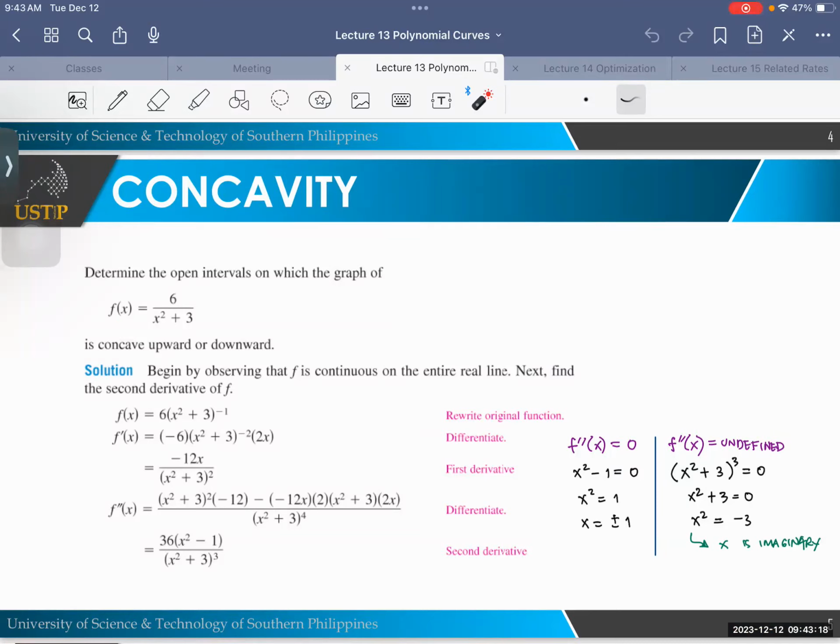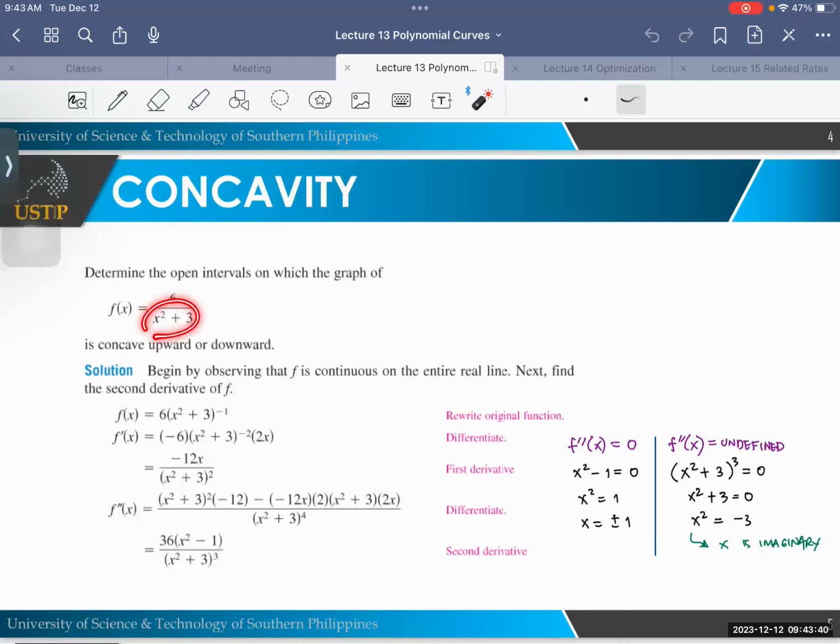Okay, so where do we start? The good thing, class, is that if you already know the first derivative test, you can do the second derivative test. The only thing added to the steps is that we just need to get the second derivative of the function, and that's it. Okay? So, we have f of x.